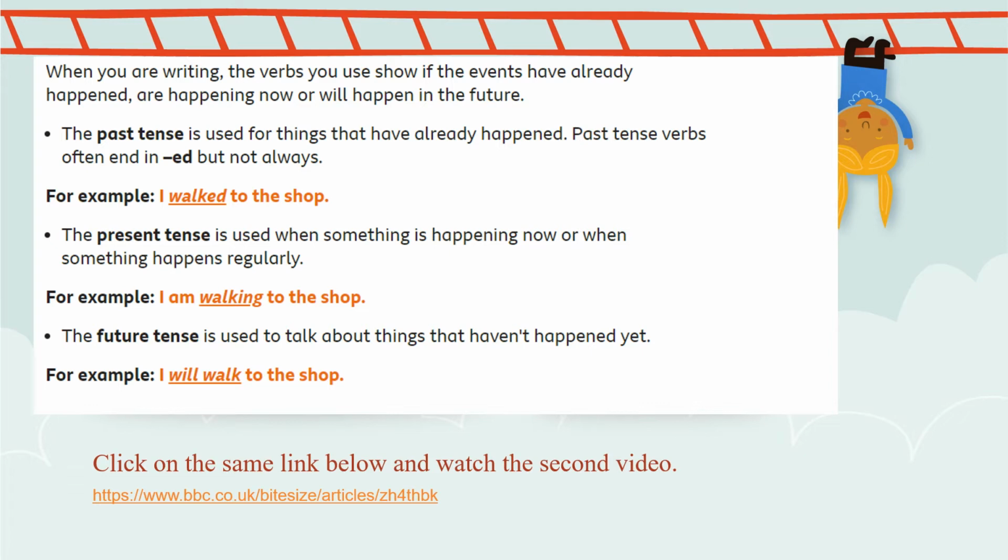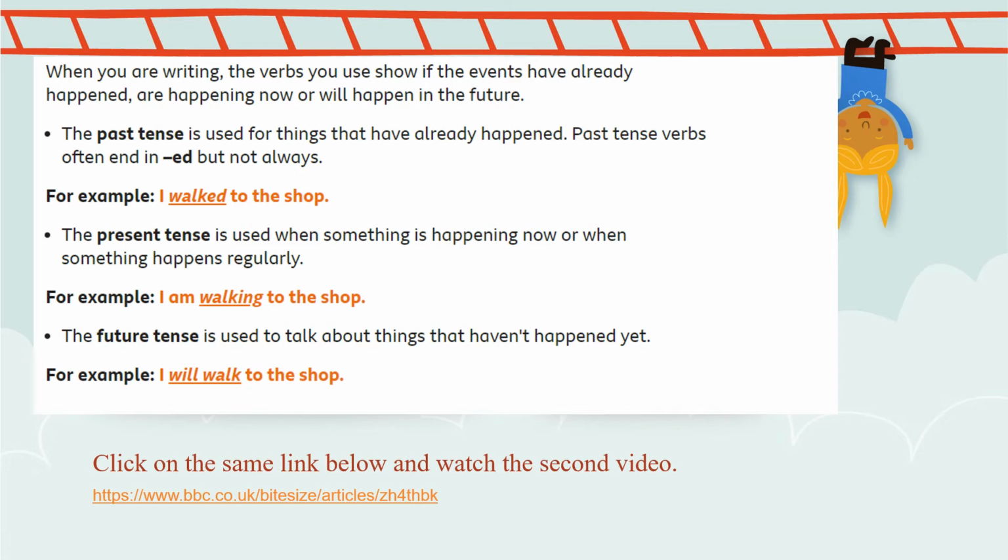For example, I walked to the shop. The present tense is used when something is happening now or when something happens regularly. Okay, I walked to the shop. I am walking to the shop. Okay, so the difference between the two examples there, we've got the first one, ed ending, happening in the past. I am, that to be verb that we looked at in word class earlier on this week on Monday. I am walking to the shop.